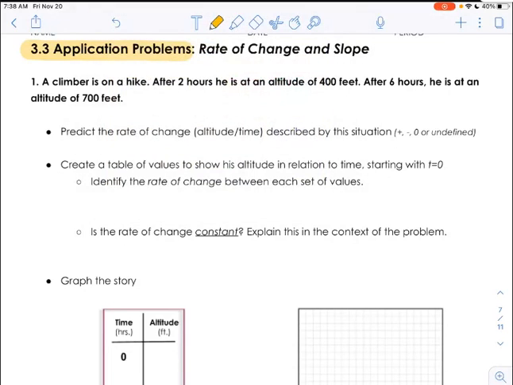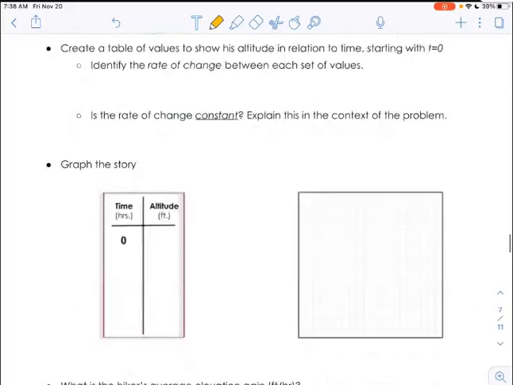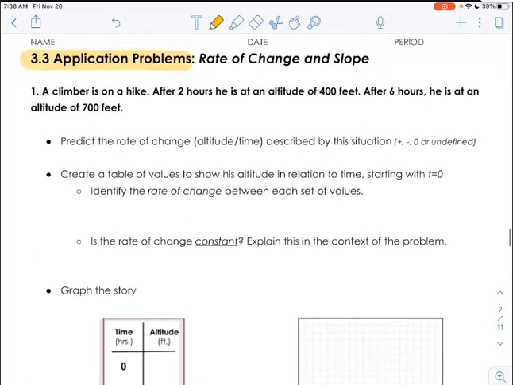After 2 hours, he is at an altitude of 400 feet. After 6 hours, he's at an altitude of 700 feet. So before I dive into the prompts and questions here, I like to reread if it's a word problem. The first time I just read to figure out what's going on. We've got a climber and he's climbing up, and altitude means his height, and that height seems to be increasing. But the second time I read, I'm going to pay attention to the numbers I see.